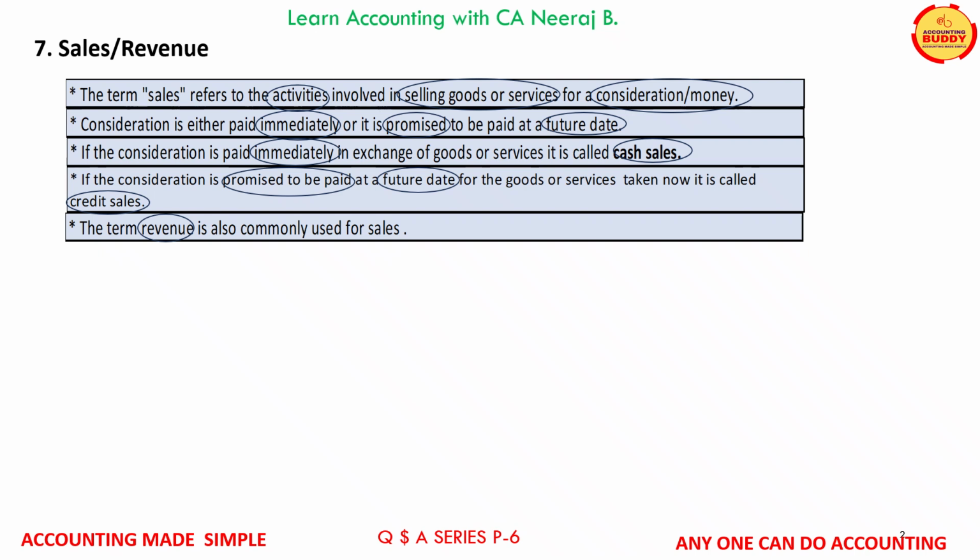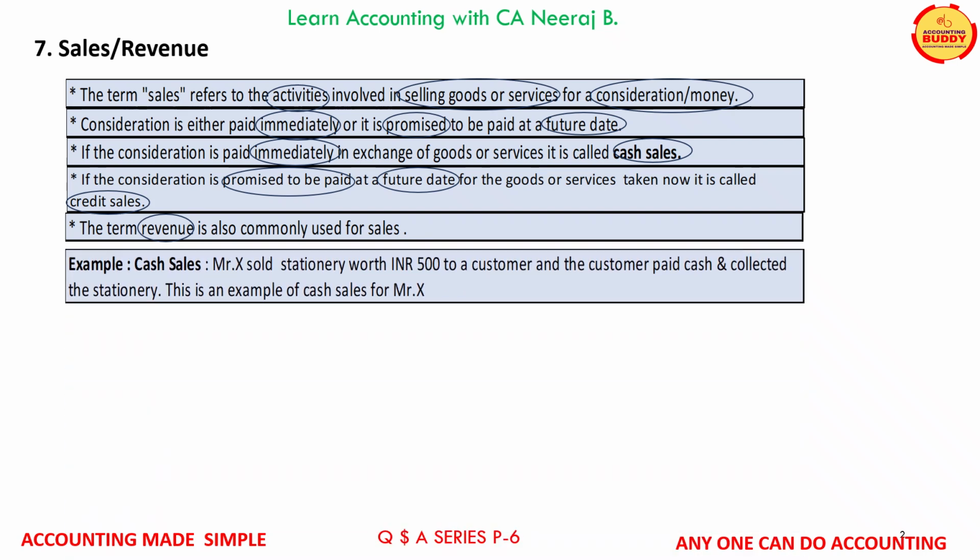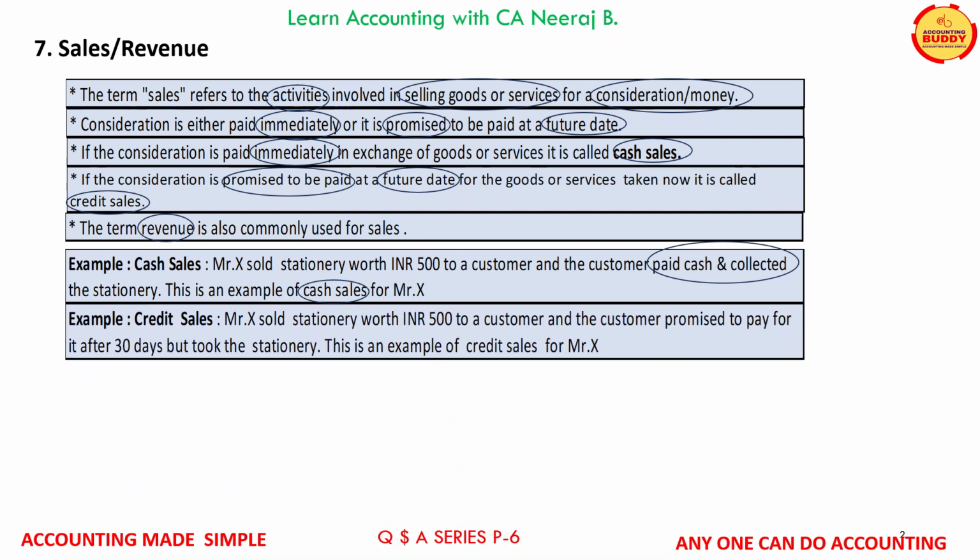Let us now understand credit sales and cash sales with an example. For instance, Mr. X sold stationery worth INR 500 to a customer and the customer paid cash and collected the stationery. This is an example of cash sales for Mr. X. Now in another scenario, if Mr. X has sold stationery worth INR 500 to another customer and that customer has promised to pay for it after 30 days but took the delivery of the stationery, it is an example of credit sales for Mr. X.